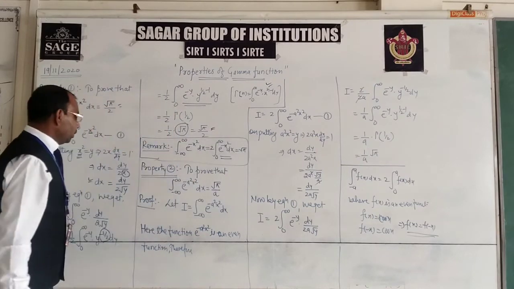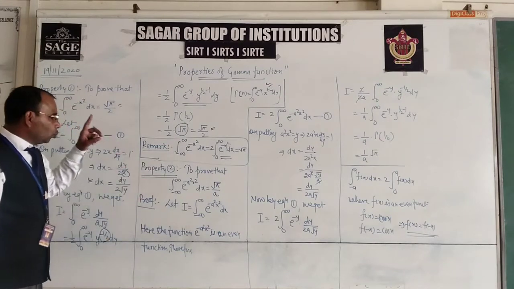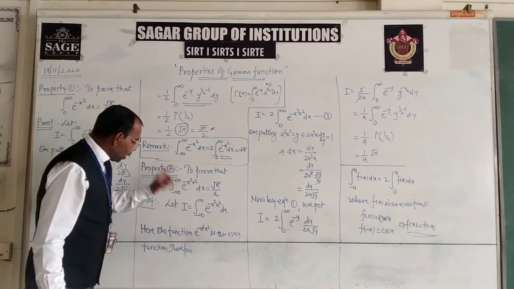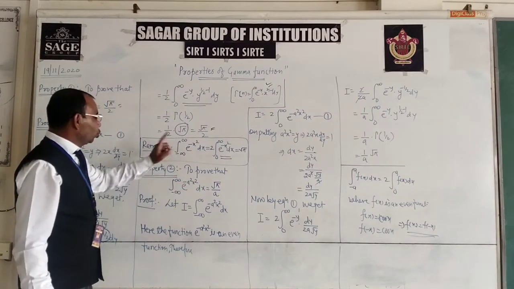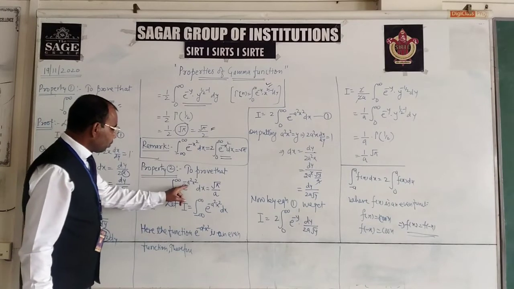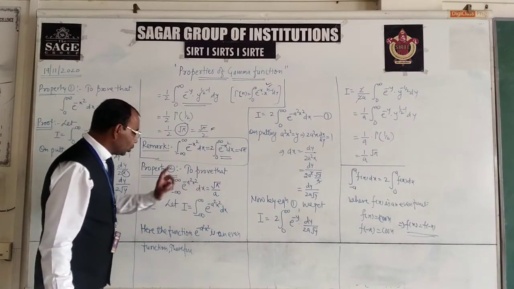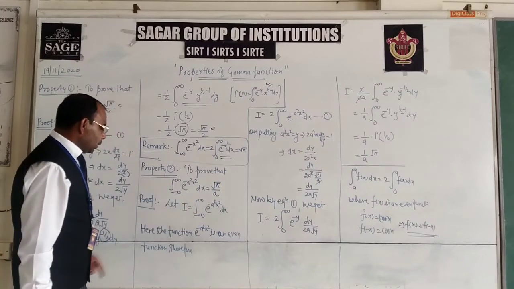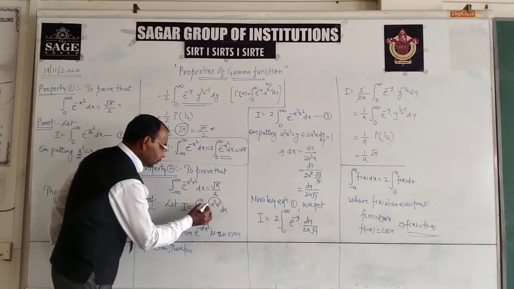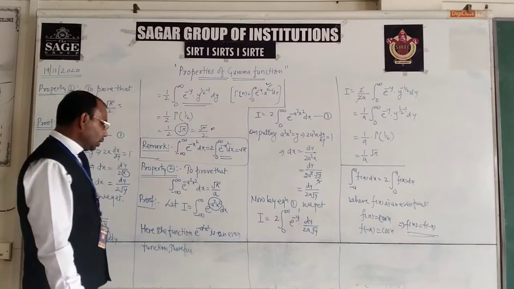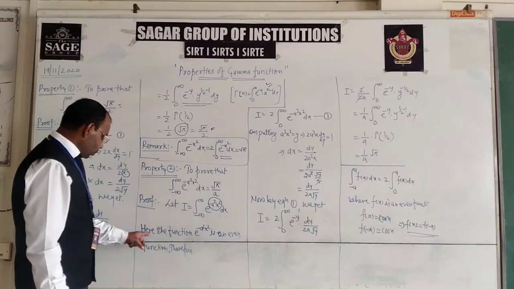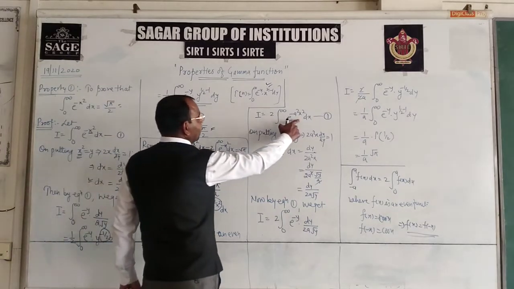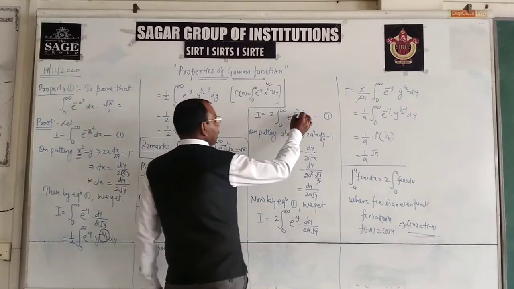Now we discuss the next property, to prove the same but with a change in the power: the integral from minus infinity to plus infinity of e to the power minus a square x square dx equal to this. First we take I equal to this. Here this is an even function. Therefore we write I equal to 2 times the integral from 0 to infinity of this. Now the substitution term is this.